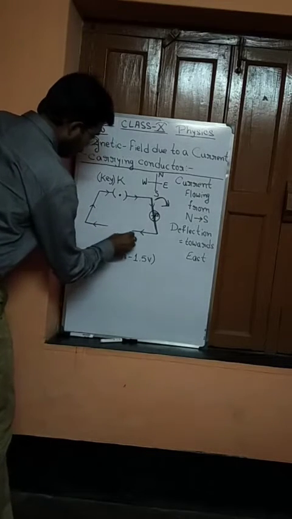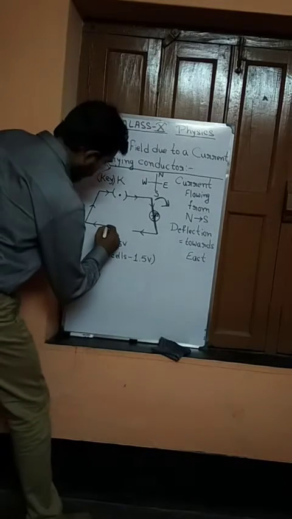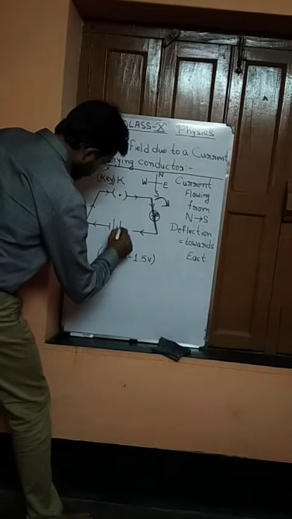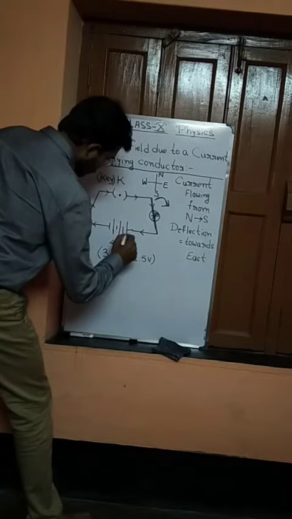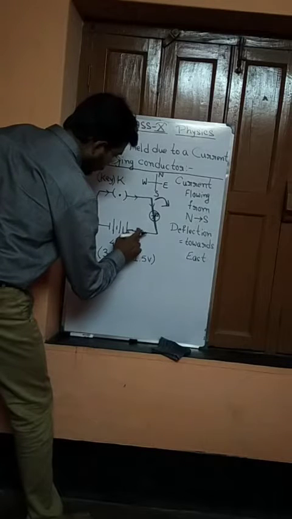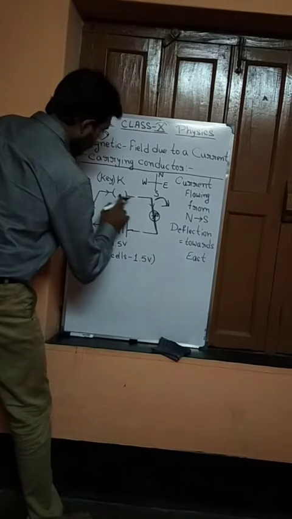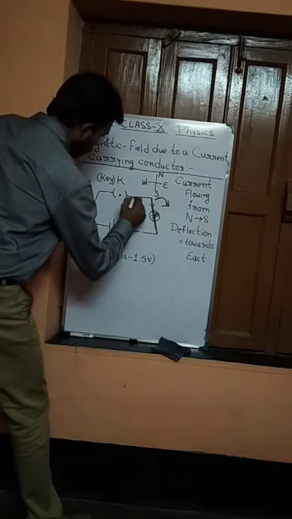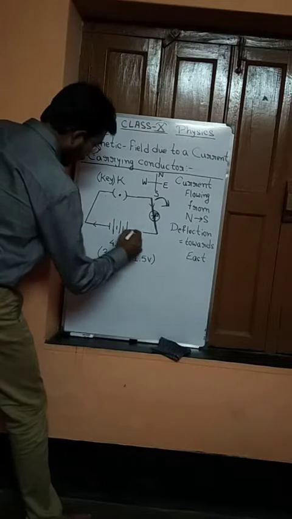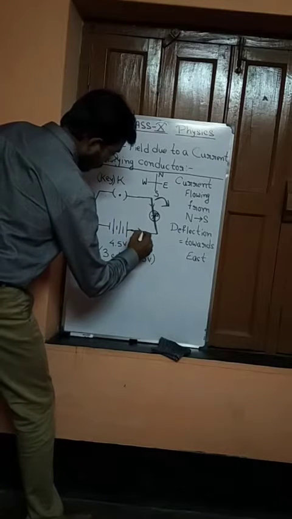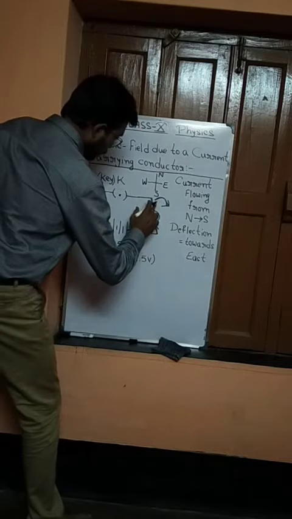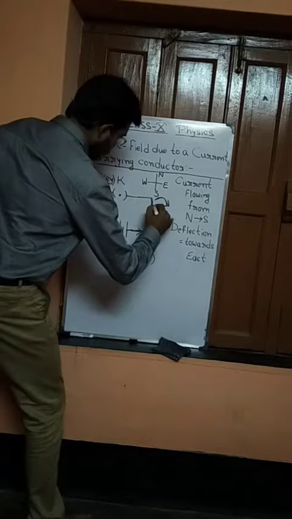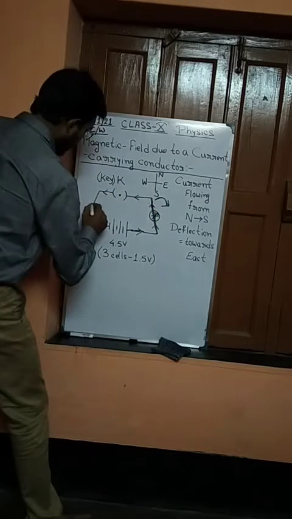I am erasing this battery and connecting the battery in the reverse direction like this. See, so the direction of the current flowing in this wire will also be changed, correct? So what will be the direction of the current? The current will flow from here, students. See, the current will flow from here.